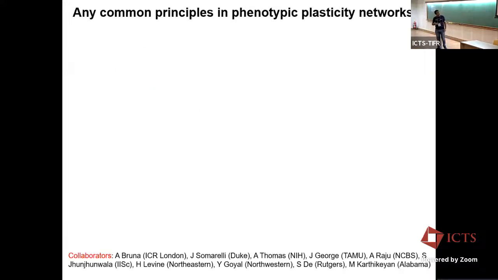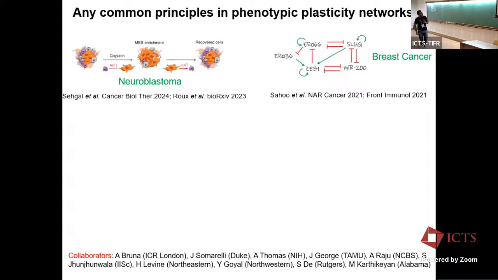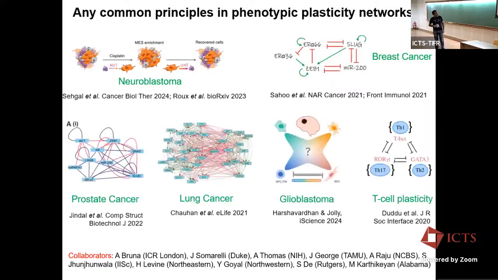And the other theme that at least interests us is, are there any common principles if you look at phenotypic plasticity networks in multiple cancers? So we have looked at networks in neuroblastoma, where there are two states which have been identified, adrenergic and mesenchymal. They can switch back and forth. The rates of cell state transition depend on the dosage of the drug. We have looked at breast cancer, prostate cancer, lung cancer, glioblastoma.